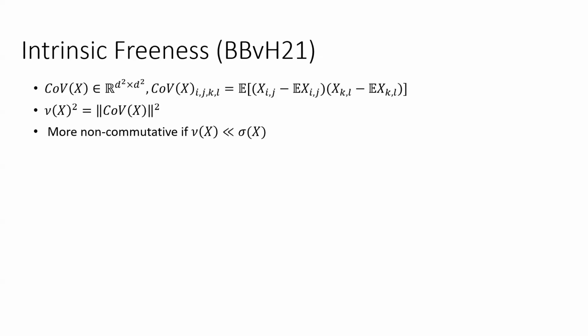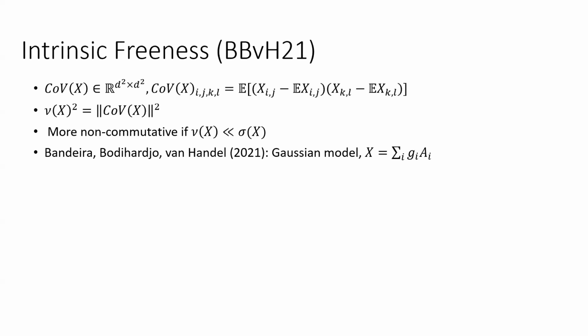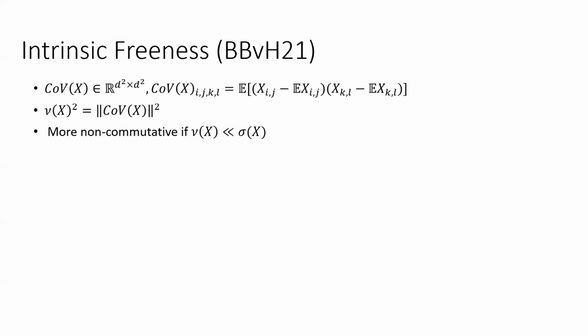And it turns out that as long as nu x is much less than sigma x, the matrix variance, then the matrix is more non-commutative. So to give an intuitive reason why: if this quantity is small, then you can think of this as saying that the randomness of the matrix is sort of uniformly spread over all of its entries.